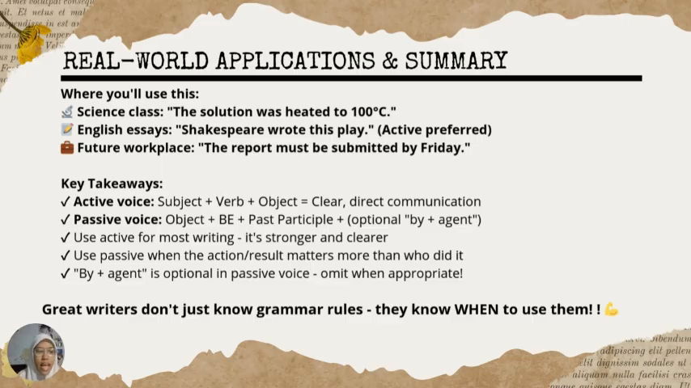So in conclusion, active voice is subject plus verb plus object. It shows clear and direct communication. Passive voice is object plus to be plus past participle of verb 3, and the optional by plus agent. It can be used in any tense in English. Use active voice for most writing, it's stronger and clearer. Use passive voice when the action or the result matters more than who did the action. By plus agent is optional in passive voice, omit when appropriate. To be greater writers, don't just know grammar rules, but we must know when to use them.